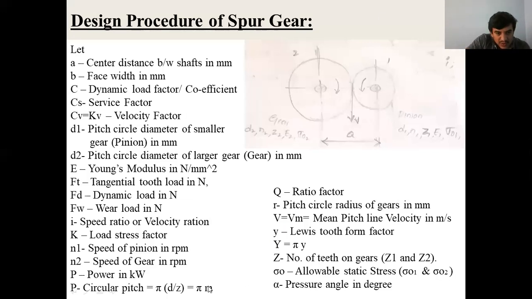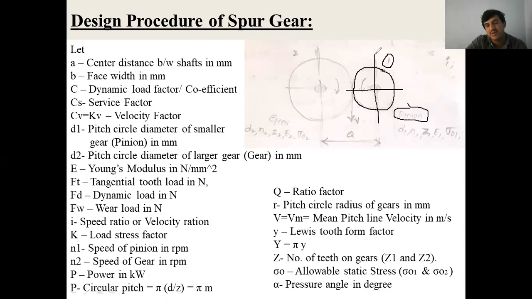Consider two gears. One is smaller in diameter; that gear is called the pinion. The gear which is smaller in size is called the pinion, and it is always represented by the notation number 1. Remember that. Consider one more gear which is larger in size compared to the first one. That type of gear we will simply call the gear.